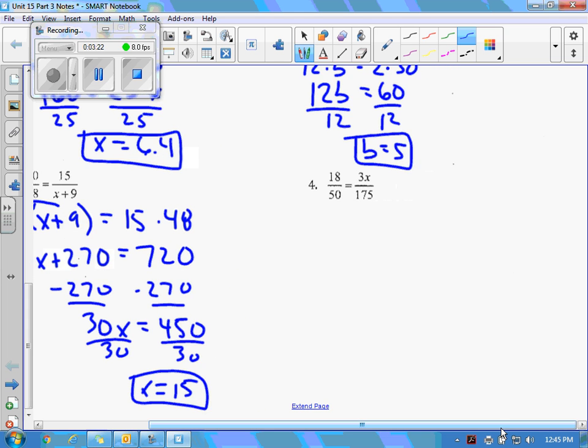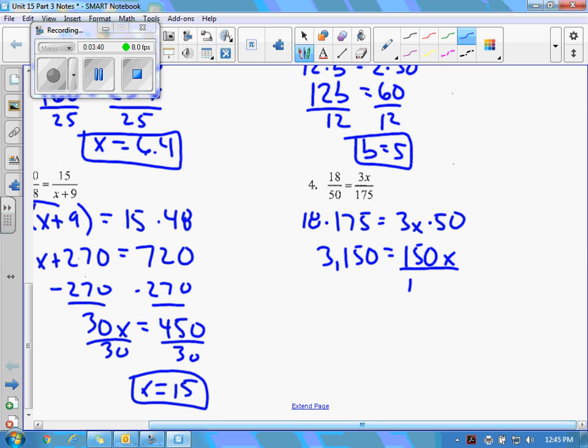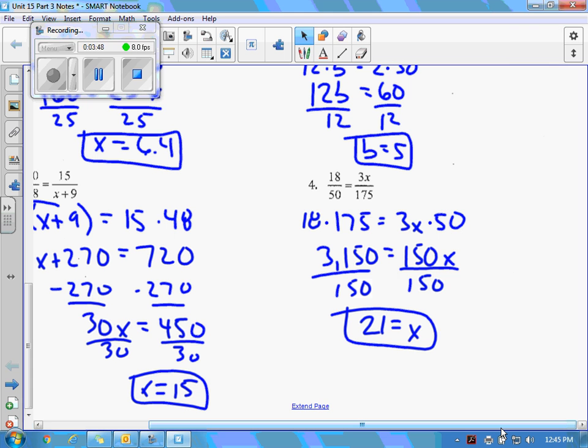And then for the last one, I'm going to do 18 times 175 equals 3x times 50. So 18 times 175 gives me 3,150, and 3x times 50 is 150x. Then to get x by itself, I'm going to divide both sides by 150, so I will get 21. So that is the cross products property.